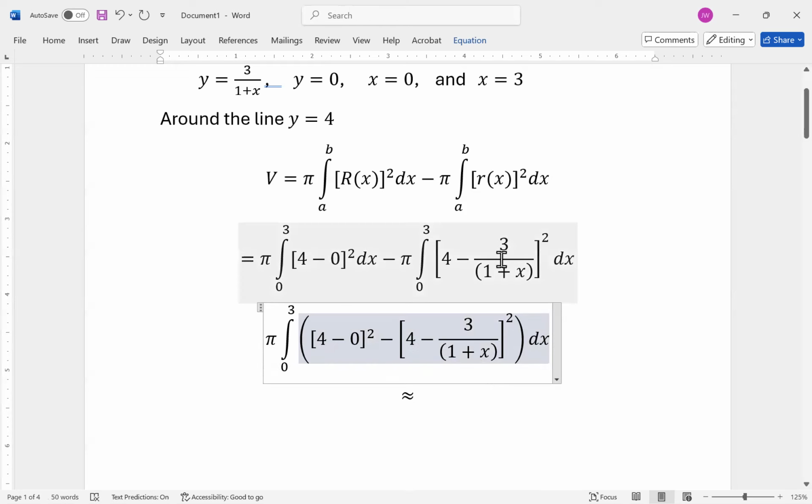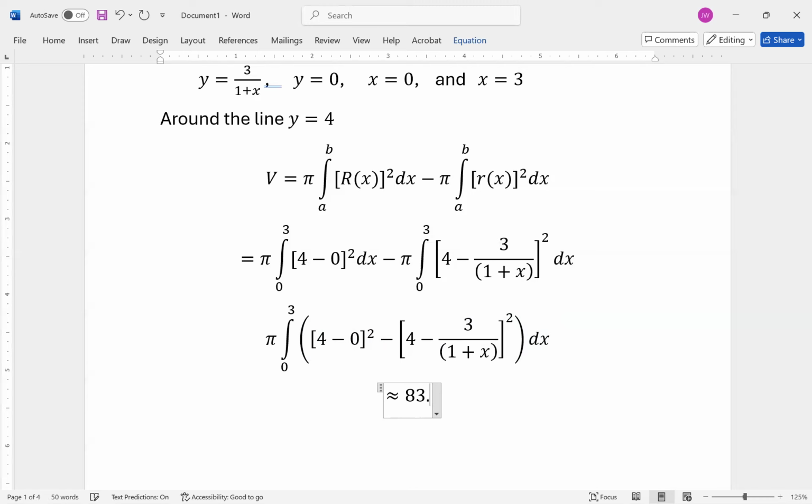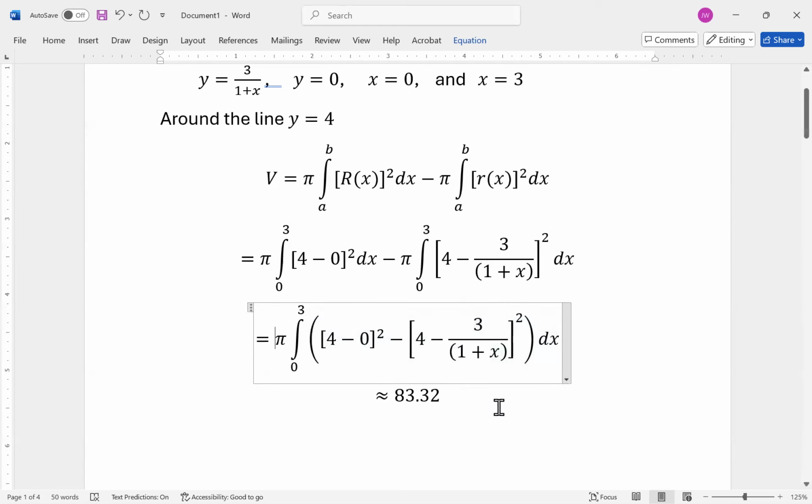So whether you type it as 2 or as 1, just be careful that if you are typing as 1, this piece needs to be squared and this piece needs to be squared separately. In any case, what I got is about 83.32. That's after I multiplied by pi. That'd be 26.52 roughly before I multiplied by pi. So that would be the answer that I'm looking for.